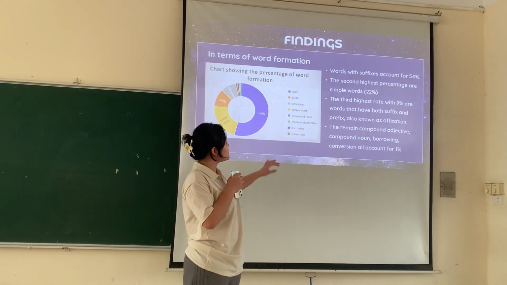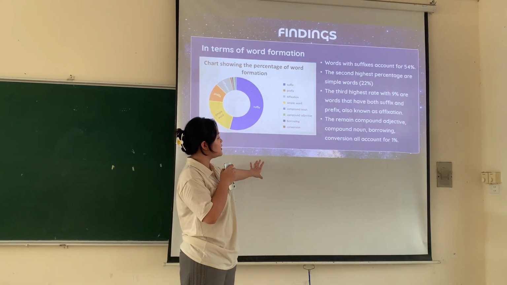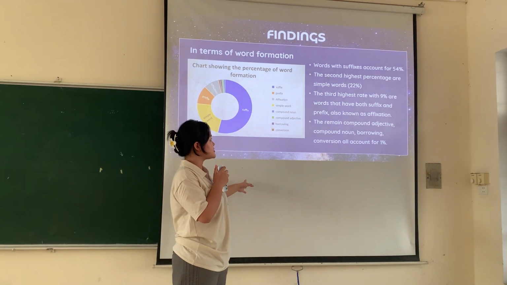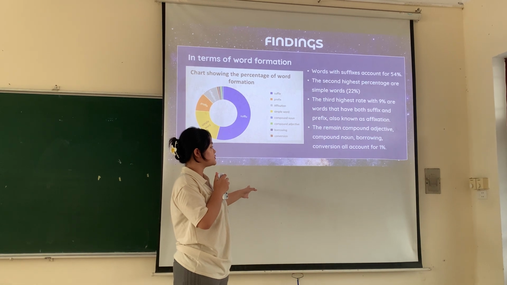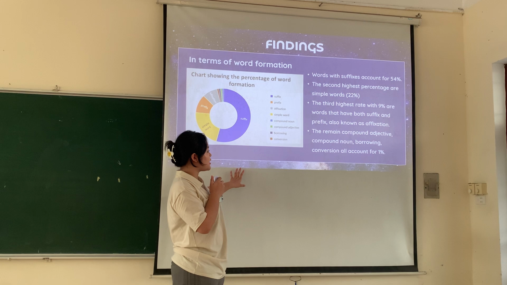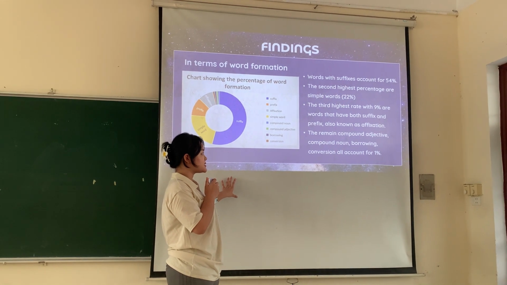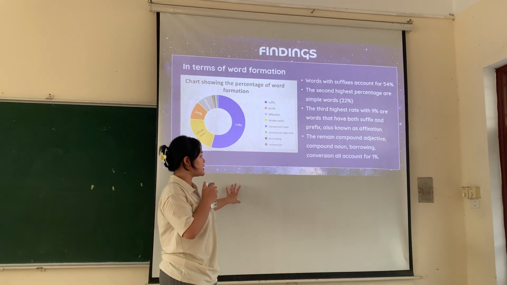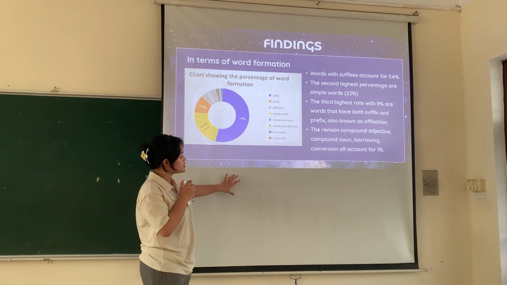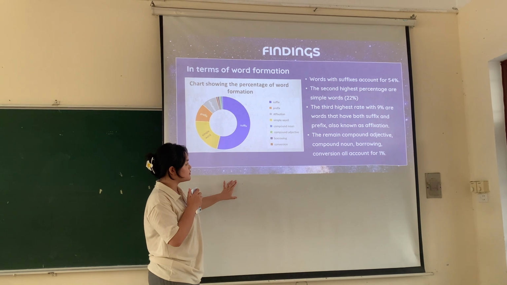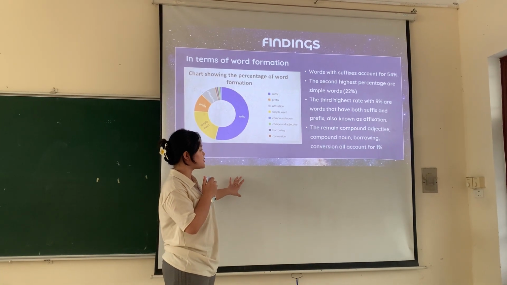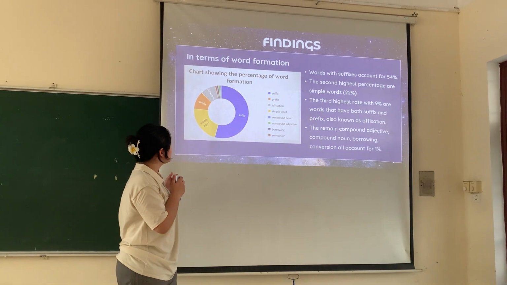The words with suffixes account for 54%. The second highest percentage is simple words with 22%. The third highest rate, with 9%, are the words that have both suffix and prefix, also known as affixations. And the remaining ones, compound nouns, compound adjectives, borrowings, and conversions, all account for 1%. Next slide.